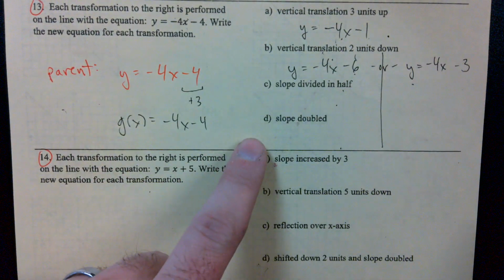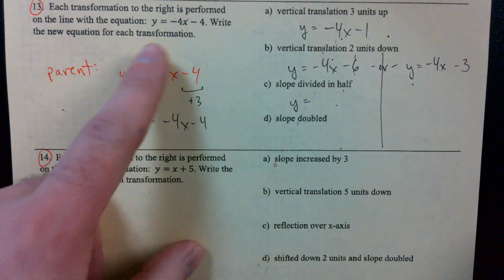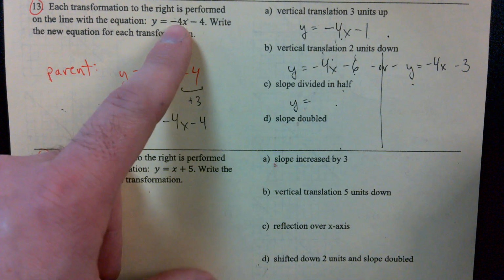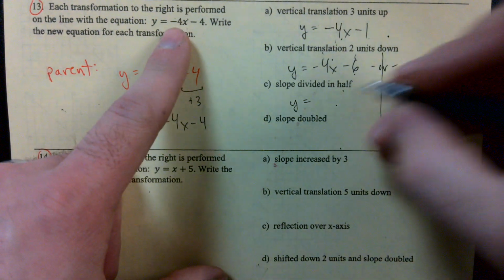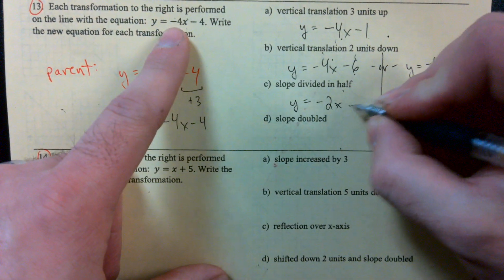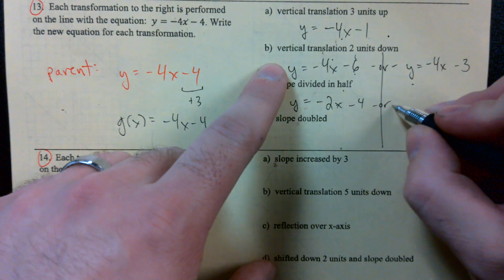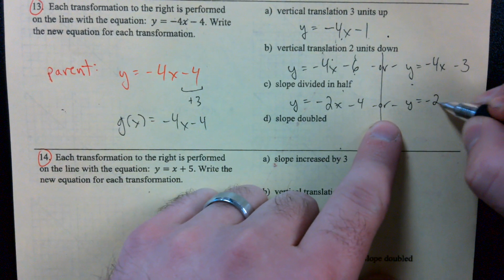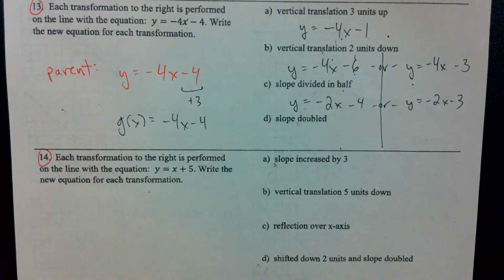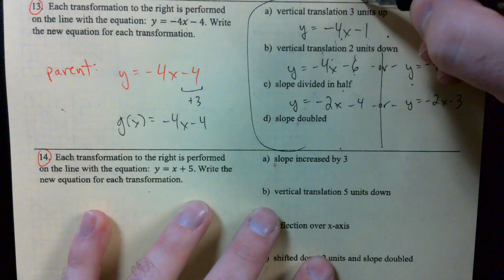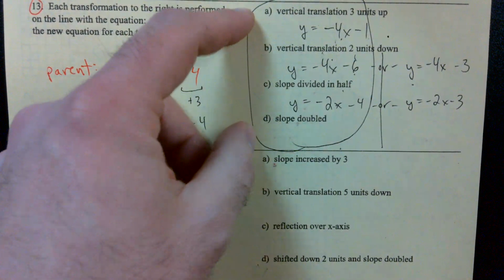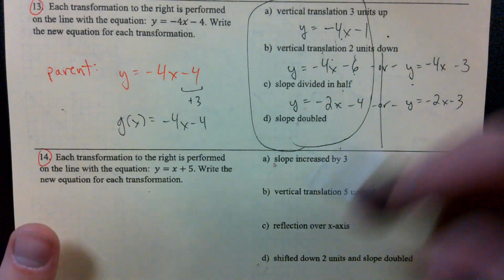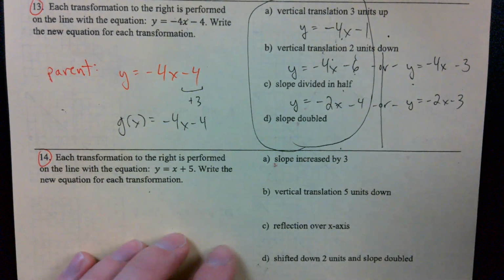I messed it up here, though. That's my bad. If I'm going to divide the slope in half, again, I'm going back to the parent function. What's my slope from the parent function? -4. Well, what do I get if I divide -4 in half? -2. Or if you took the previous one, y is equal to -2x minus 3. On the test, you're going to go back to the parent function. These are all going to be separate. Again, I'll make that clear.